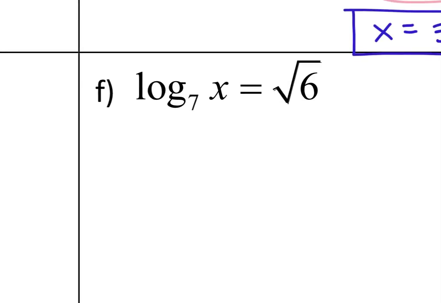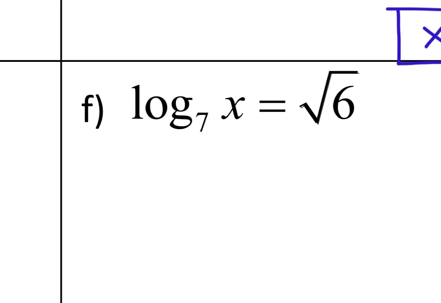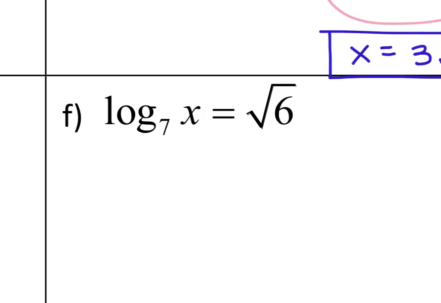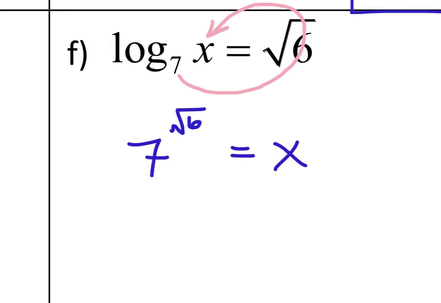And in letter F, letter F is just like letter B and letter D, where you have a single logarithm on one side, no coefficient, no anything else being added or subtracted, equal to a number on the other side, and you're just going to say 7 to this power is equal to x. And so it's going to be 7 to the radical 6 power, yes, I know it's ugly, equals x. So all you have to do is type that into your calculator, 7, and then use that caret button, radical 6, and you should get that x is equal to 117.51.